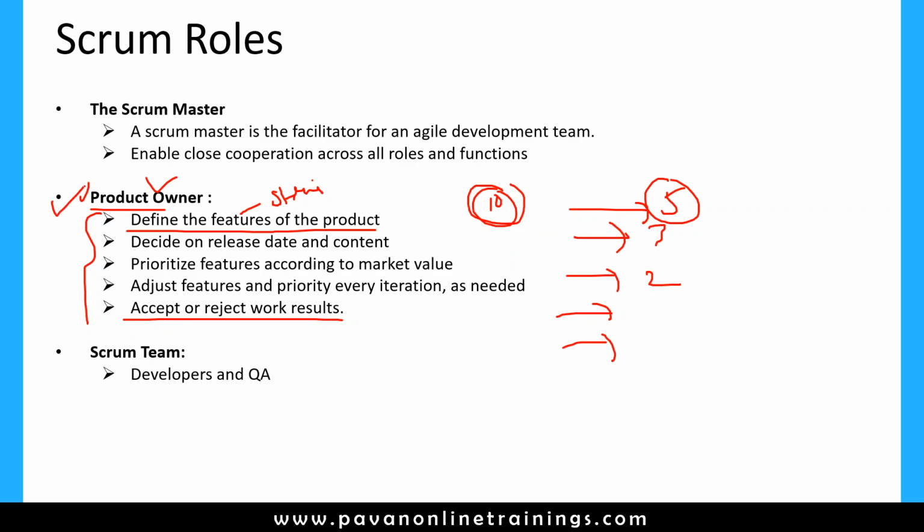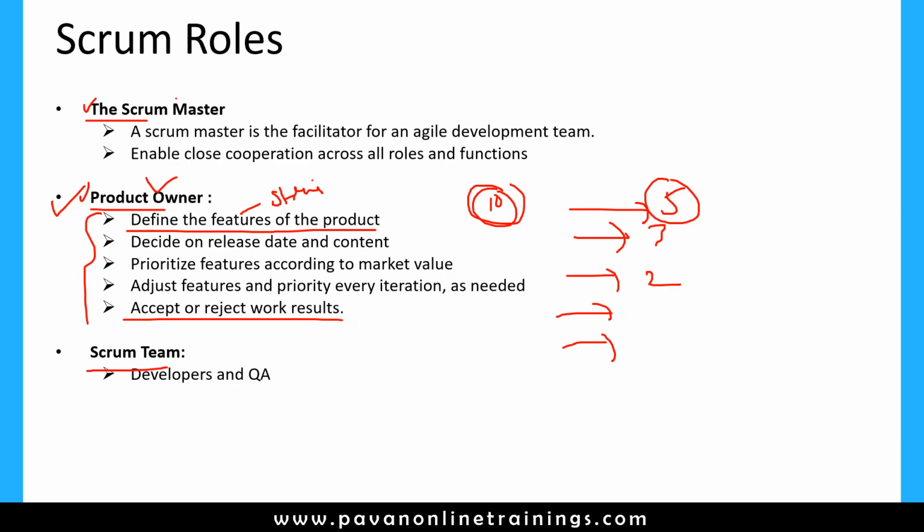Along with this product owner, we also have Scrum Master and Scrum Team. Scrum Master is actually a different role. Scrum Master is not a manager, he's not a developer, he's not a tester. Okay, he doesn't belong to any specific team. Scrum Master is a specific role who is facilitating the complete agile process, or who is driving the complete agile process.